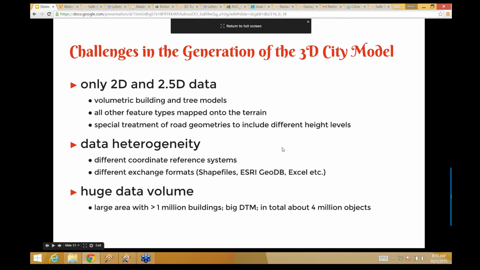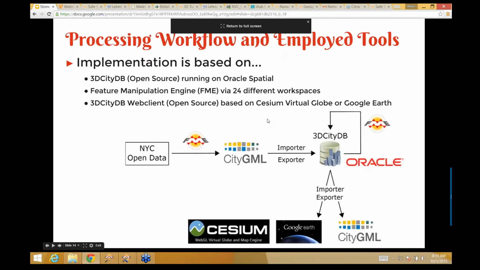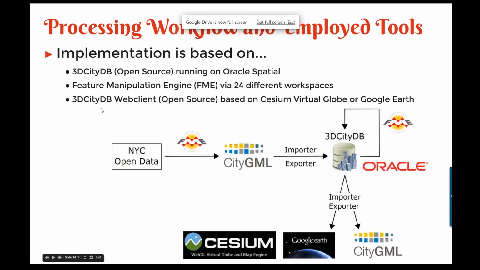What they ended up doing was putting together a workflow that looked like this. The implementation was based on the 3D City Database that's sitting on Oracle Spatial. They used FME to get the data from all these various bits and pieces and put it into the CityGML format, which they could then use with the 3D importer exporter that they've built for their Oracle geospatial database. And then they could export it out to various other formats.